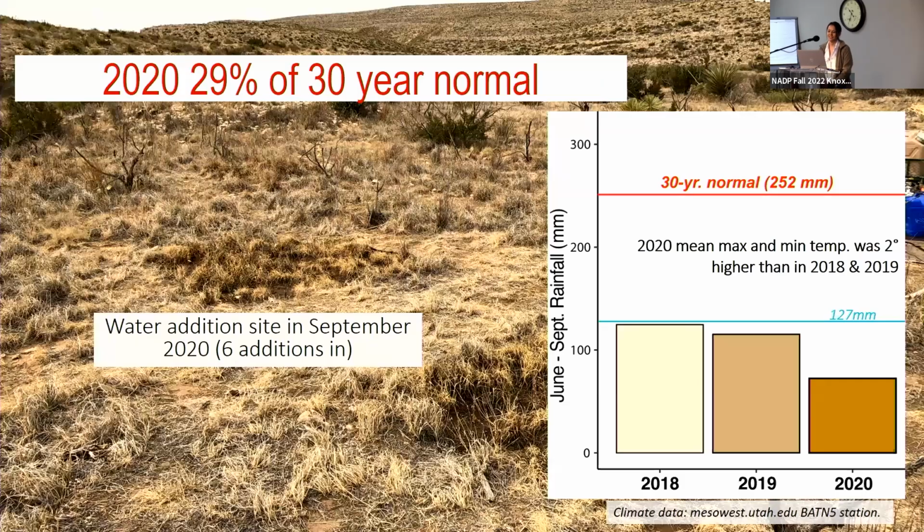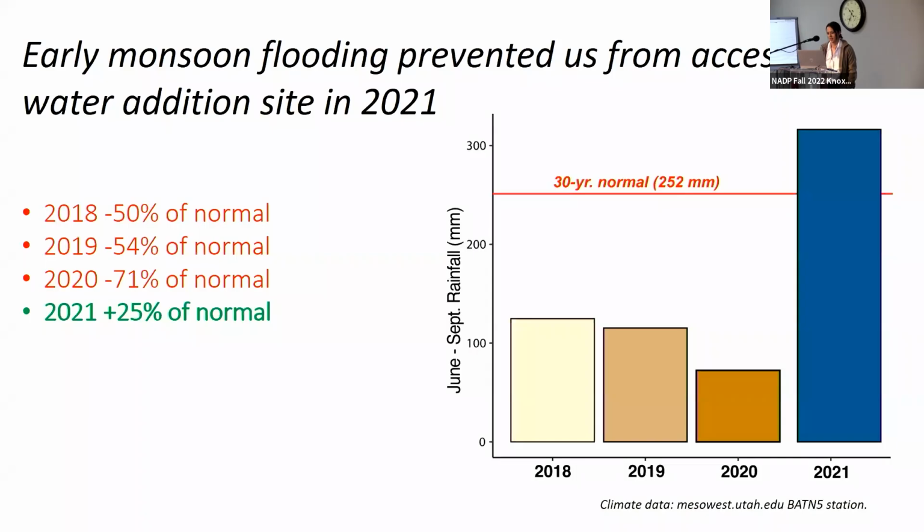And yeah, we didn't. We had a really worse monsoon season, and it was hotter. This is just a visual of how, 6 water additions in, we were watering crispy grass the whole season. So we fully intended on going out in 2021 to add water to the site again, but we had some crazy early monsoon flooding that basically prevented us from accessing the site at all. But it was okay because that season we got about 25% of the normal, so it's a high monsoon season naturally.